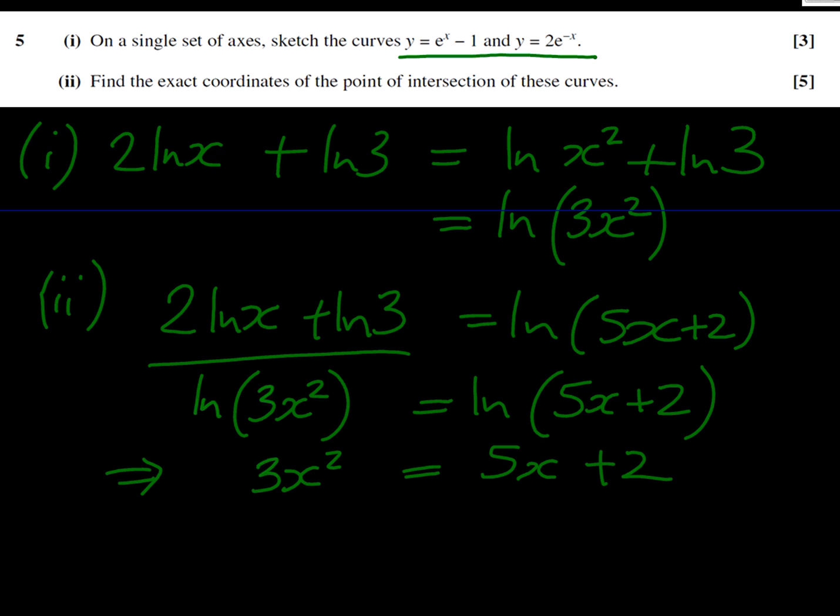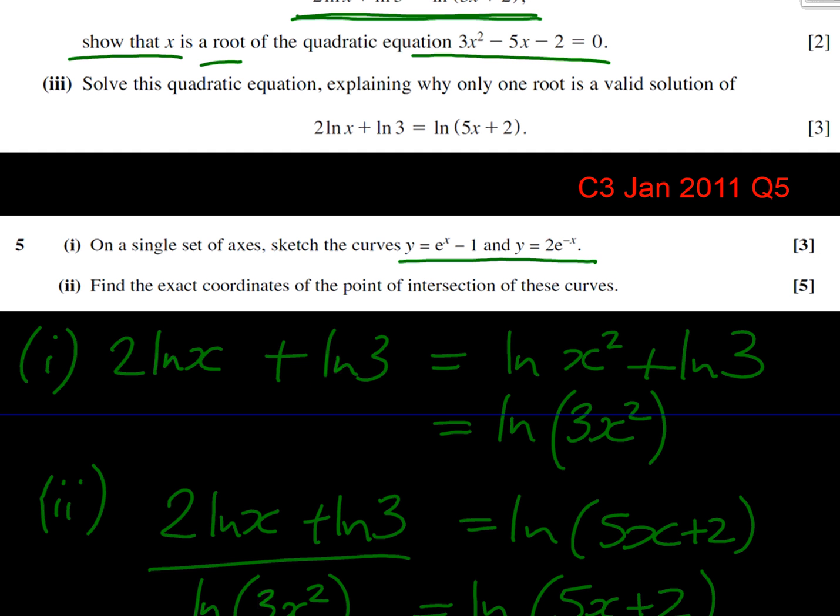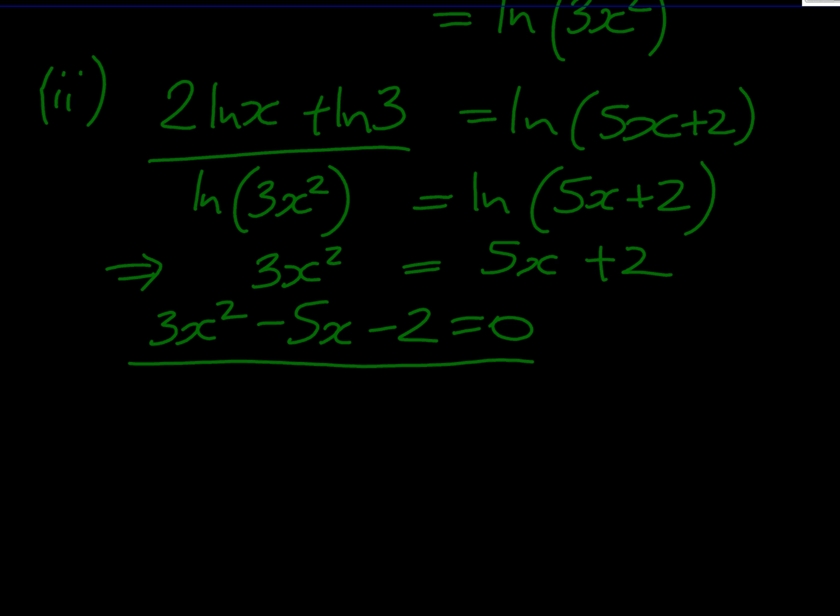Yeah, and it doesn't take much to see that that's a quadratic: 3x squared minus 5x minus 2 equals 0. So there's our quadratic. So that was our next set of marks. Got 2 marks for doing that. Third part, solve this quadratic, explaining why only one root is a valid solution. Okay, so let's solve it and then explain why we've only got one valid root.